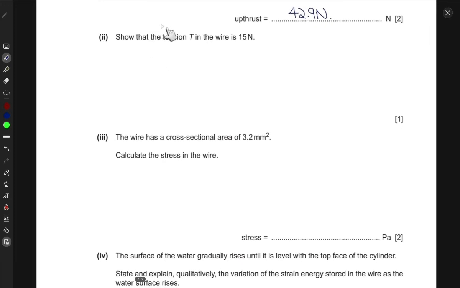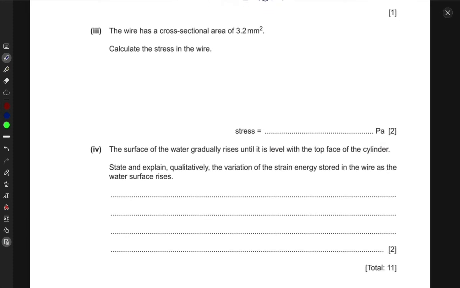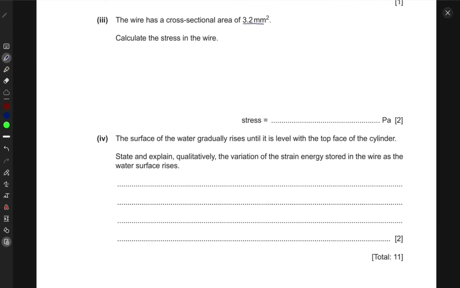So the equation that we have is U plus T is equal to W. U is the upthrust, which is 42.9 newtons, plus the tension that we want to figure out, and the weight of this thing is 28 newtons again. So the tension, rearranging this, would be 14.9 newtons, and you can round this off to 15 newtons, and you have shown this. All right. So the next part says that the wire has a cross-sectional area of this. Calculate the stress in the wire.